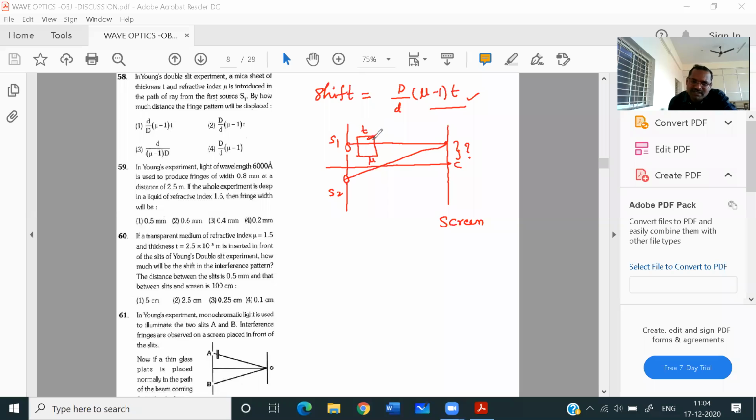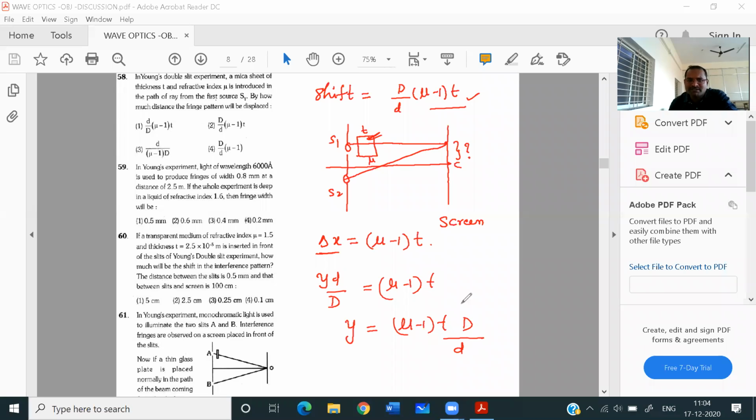Because of this glass slab, there will be a path difference. That path difference is (mu minus 1) into T. This path difference can be written in the form y small d by capital D, which is equal to (mu minus 1) into T. Then the y value, the shift in distance, will be equal to (mu minus 1) into T capital D upon small d. This is what I have written here. Yes, option 2 is the right answer. Got it, students?